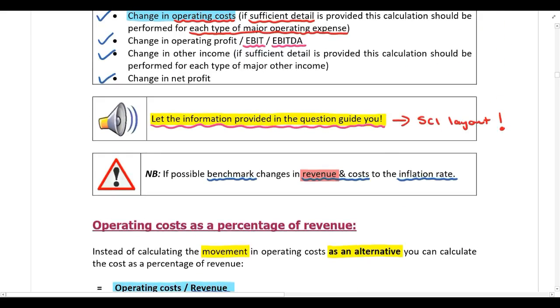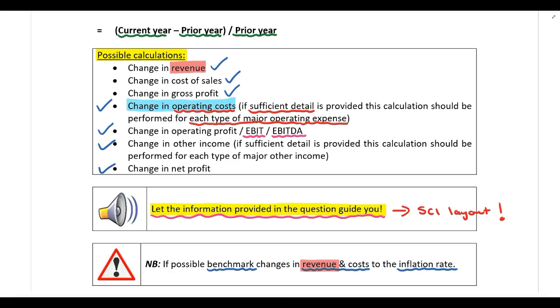All right. And you'll see also the same logic applies to other income. If you're calculating the change in other income and you have sufficient detail, so in other words, they tell you what other income is made up of, you should then calculate the change for each type of major other income. So exactly the same logic applies.